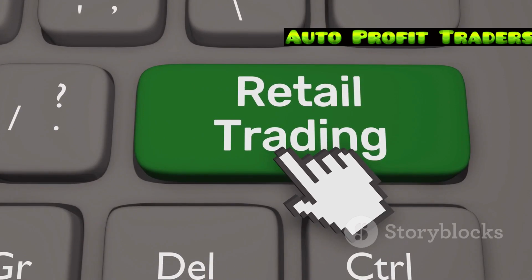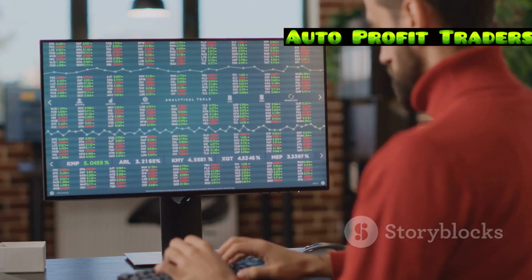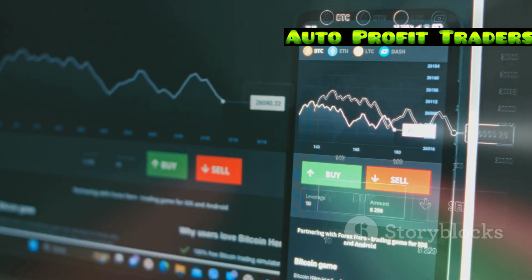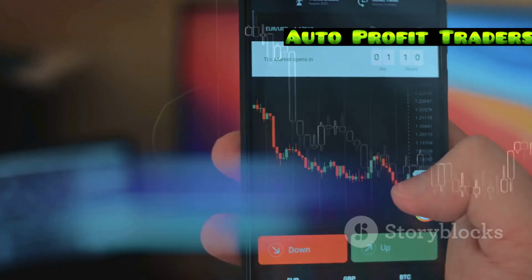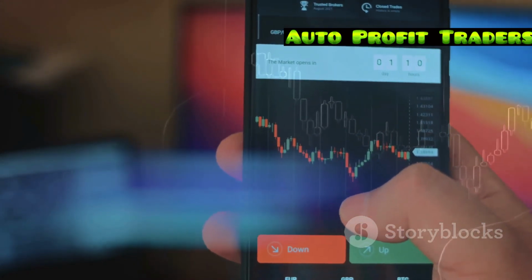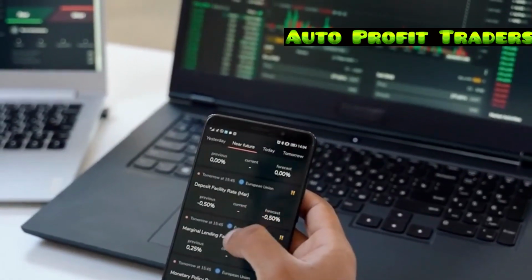Once you find a trader you like, just click Copy. But here's the golden rule. Start small. If that trader is trading $100 per trade, don't copy the full amount. Instead, copy 1% or 5% of their trade size. This means if they trade $100, you're only risking $1 to $5.